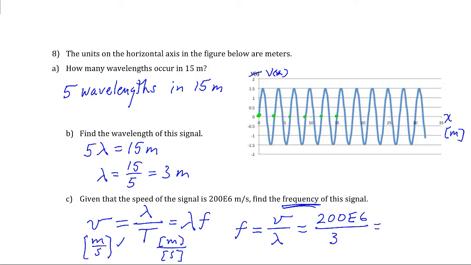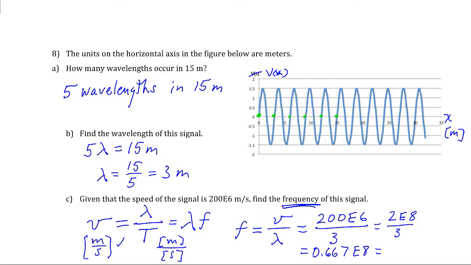And this could be written as 2 times 10 to the 8th over 3. And this is nice because 2/3 we know is 0.667. It's really 0.666 repeated forever. I prefer to work with about 3 decimal places in these problems. 0.667 times 10 to the 8th.